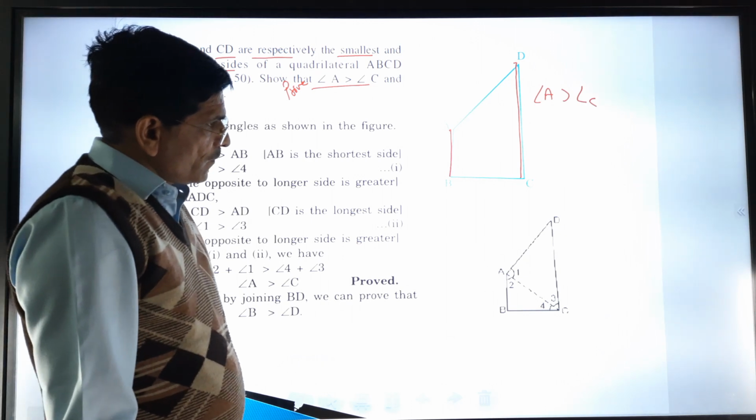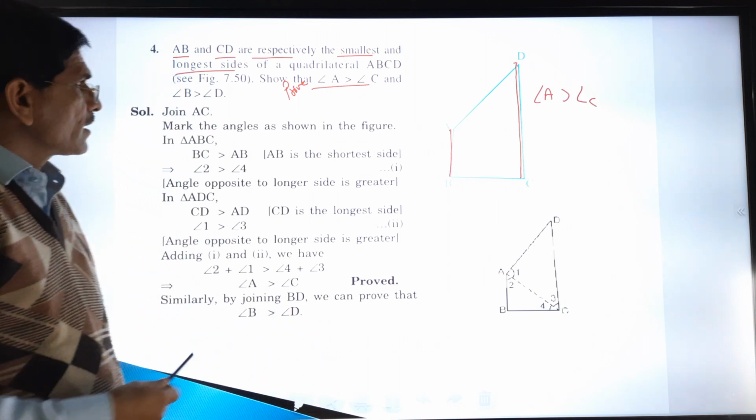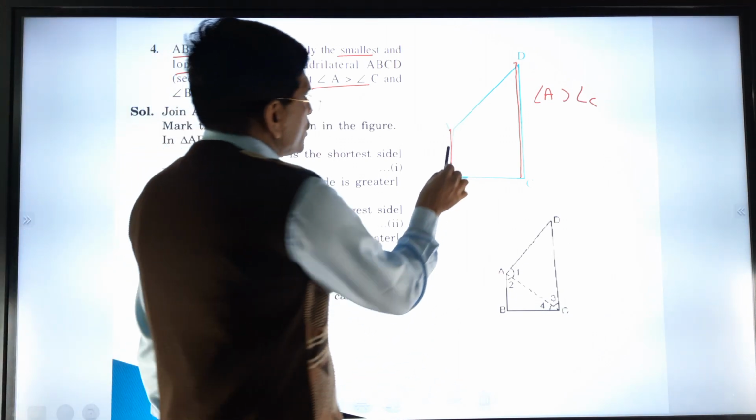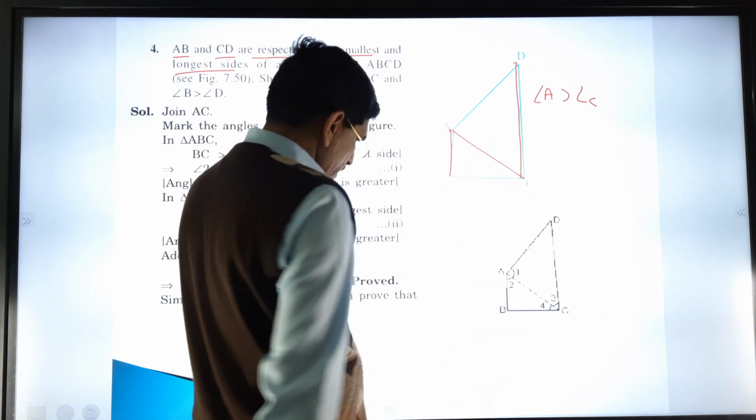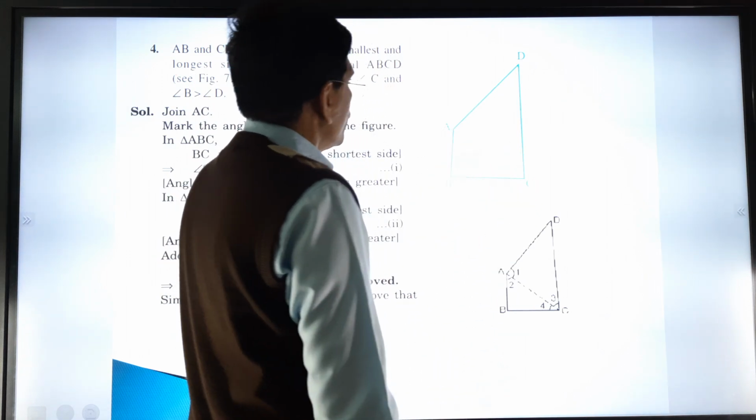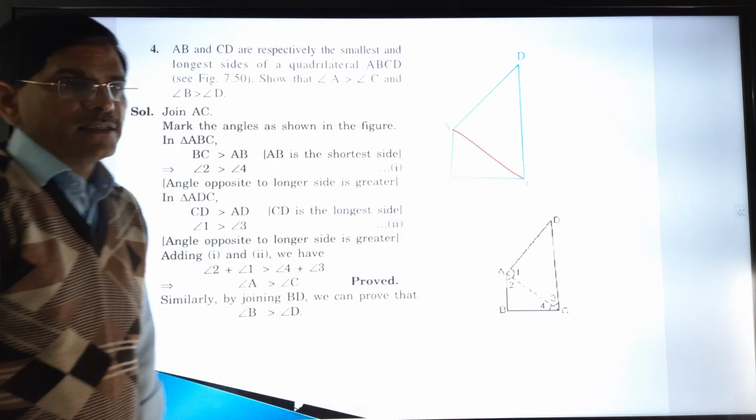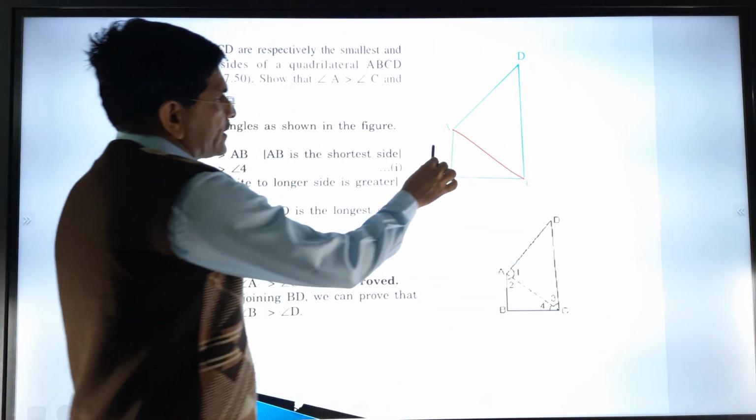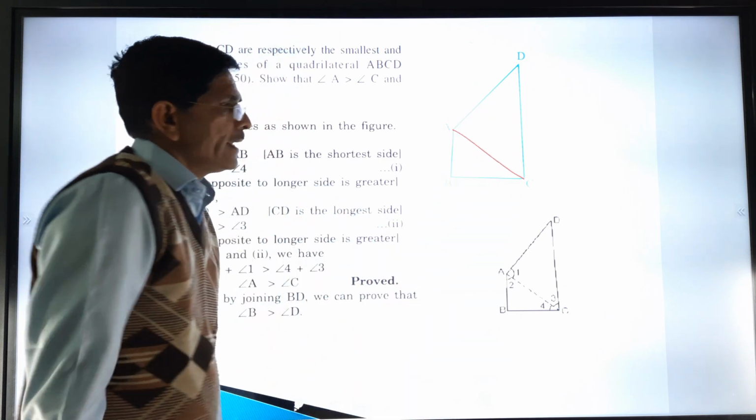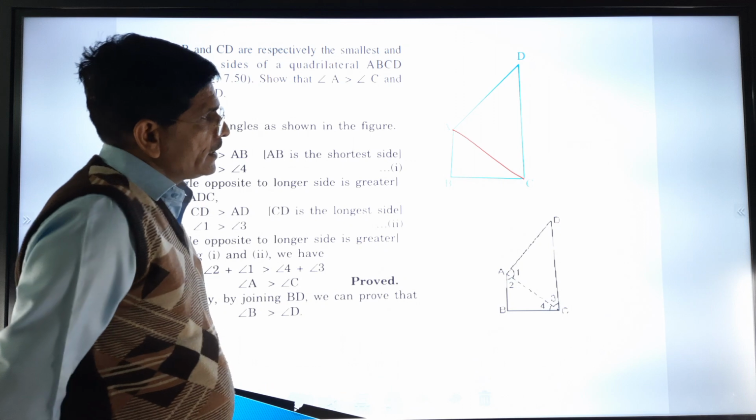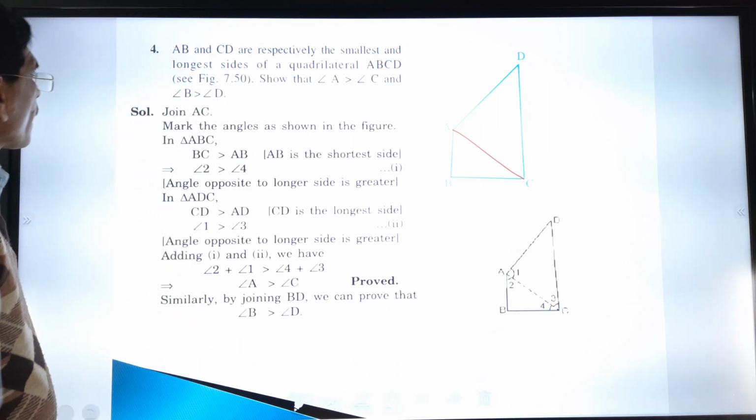Before we start, there is one construction: join AC. If I join AC, you will see properly that it will convert into 2 triangles. The names of the triangles are ABC and ACD.